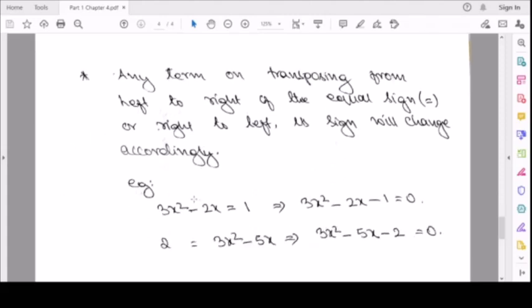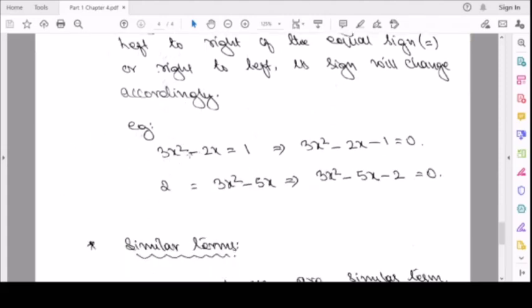Okay, like here I've given you the example 3x square minus 2x minus 1. Here 1 is on the right side. If you bring this 1 to the left side of the equation, this is plus, it will change to minus sign. Okay, in the next example, 2 is equal to 3x square minus 5x.